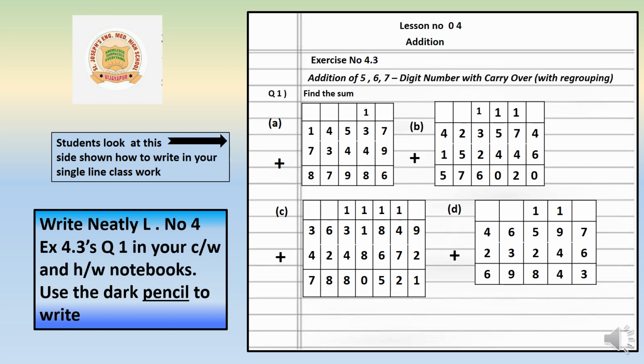Complete the question number 1 of 4.3 exercise in your classwork and homework. Because we have started addition, children. The more addition you write and practice, the faster you will be able to do. So, write the classwork and send it to WhatsApp number.